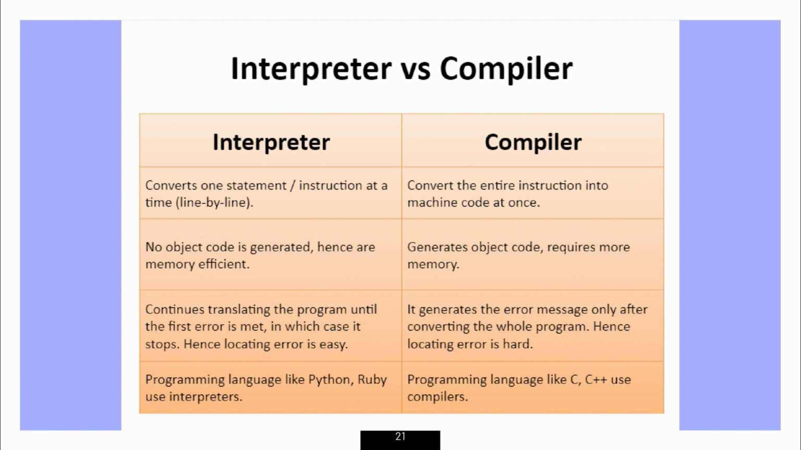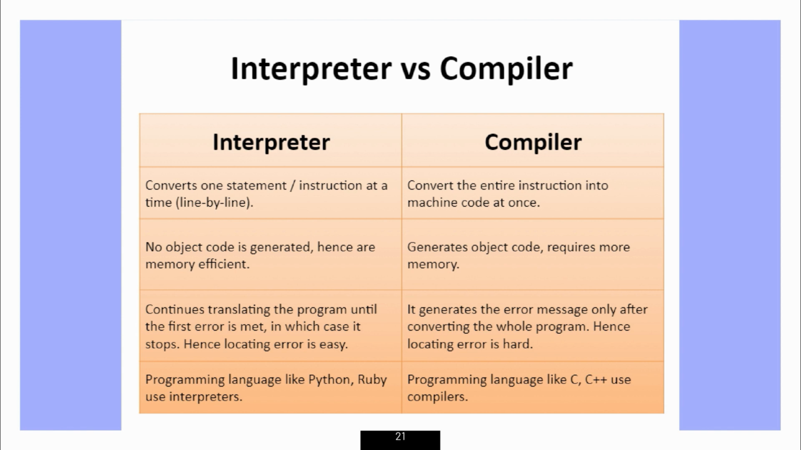Okay, at this point, it's very hard for you to see what object code is, but after this, we're going to play a video. Hopefully daripada video tu saya boleh terangkan dengan lebih lanjut. Okay, tak apa, kita teruskan to the next point. So, interpreter, because it converts one statement by one, dia akan continue translating the program until the first error is met, in which case it stops. Hence, locating error is easy.